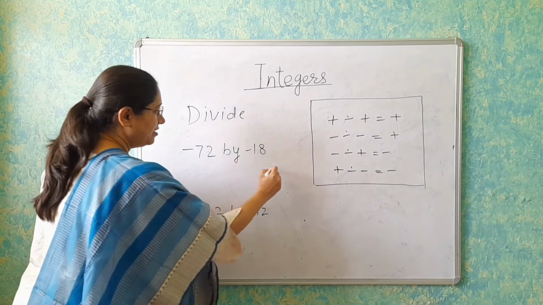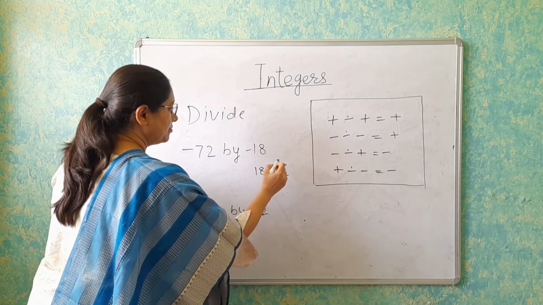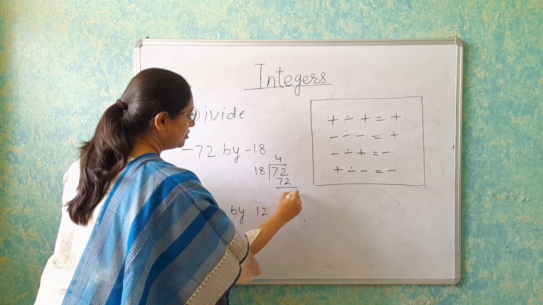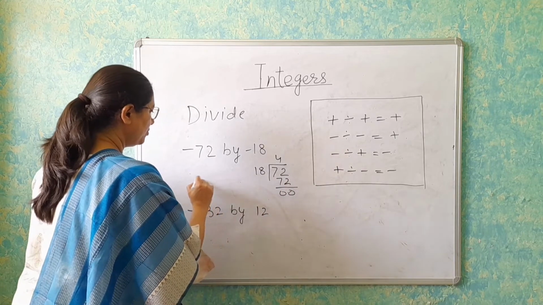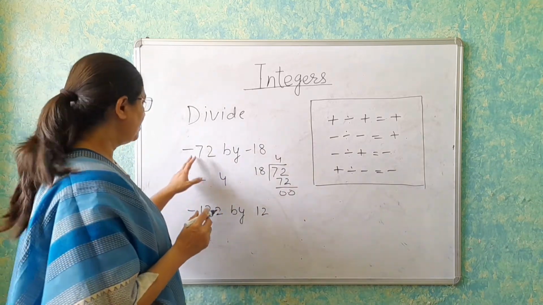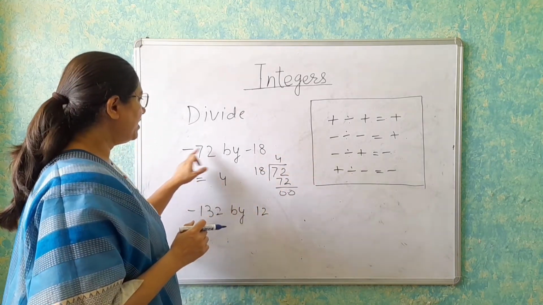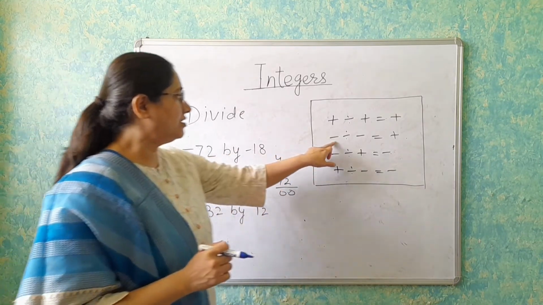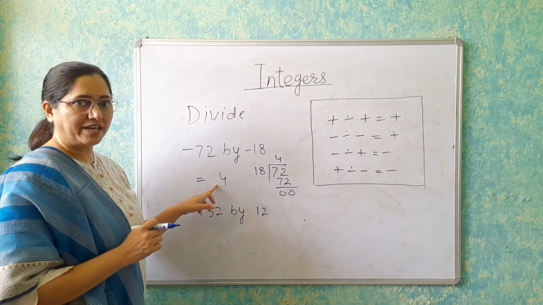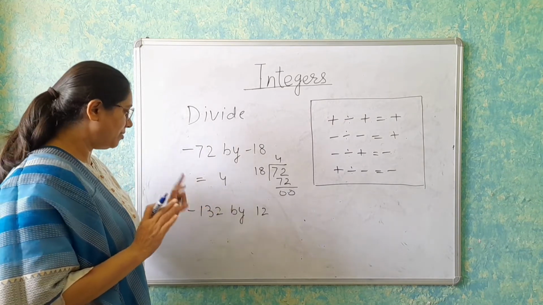And when we divide 72 by 18, 18 fours are 72. So answer is 4. And what about the sign? Just look at the rules carefully. If we are dividing two negative integers, the answer is always positive. So you don't have to place any sign because positive sign is not supposed to be written on the paper.